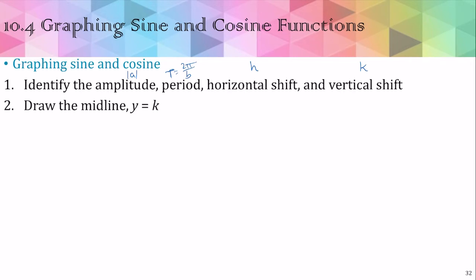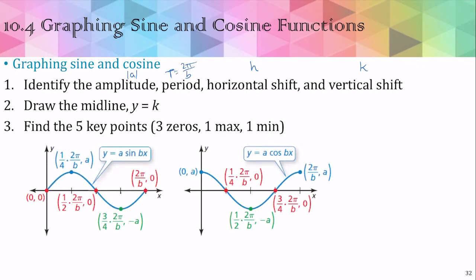So you draw the midline, which is y equals k. And you find the 5 key points, which include 3 zeros, 1 max, and 1 minimum. For sine, for cosine, it's 2 zeros, 2 maxes, and a minimum, but you can see it there in the graph. And remember, they're all split up evenly. So if you find the period, the first point and the last point, so where it starts and where it ends, halfway between that is the middle thing, and halfway between those points give you the other parts. And then after you have the points, you draw your graph.